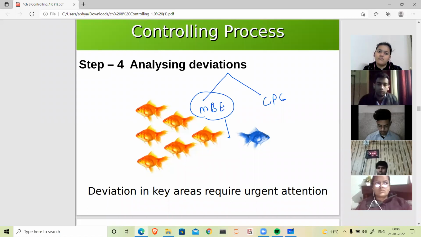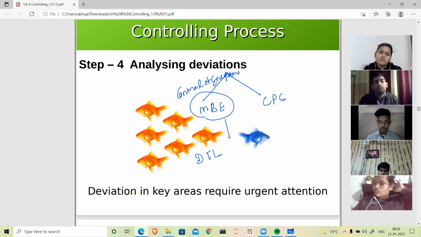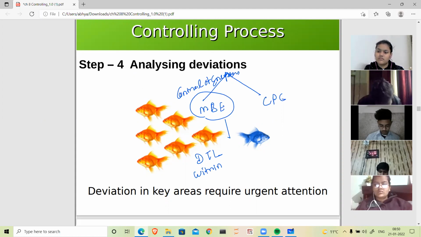So management by exception, the other name of this technique is control by exception. Management by exception or control by exception. This technique says that each and every manager has to fix the deviation tolerance limit, DTL. What does it mean? It means the limits. If the deviation incurs within these limits, then the deviation will be acceptable. So we can say if the deviation is within DTL, then those deviations are known as minor deviations and they are acceptable. So if your deviation is within this limit, then the controlling process will end here only. No corrective action will be taken.